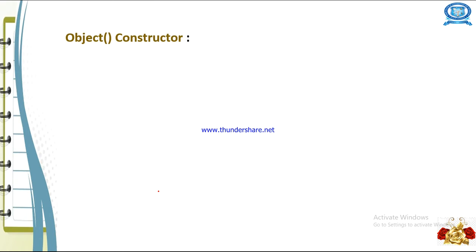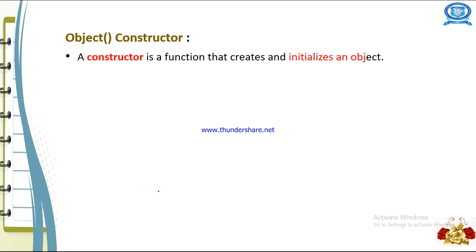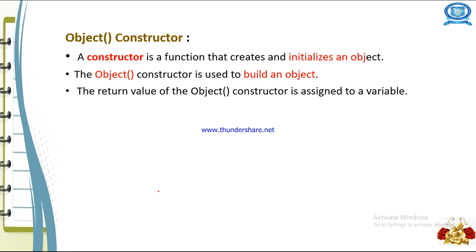Next, the phrase I mentioned: object constructor. So what is an object constructor? A constructor is a function that creates and initializes an object. Not only creation, initialization is also very important, so that the program is easy to execute. The object constructor is normally used to build an object. How to build an object? By using this constructor.